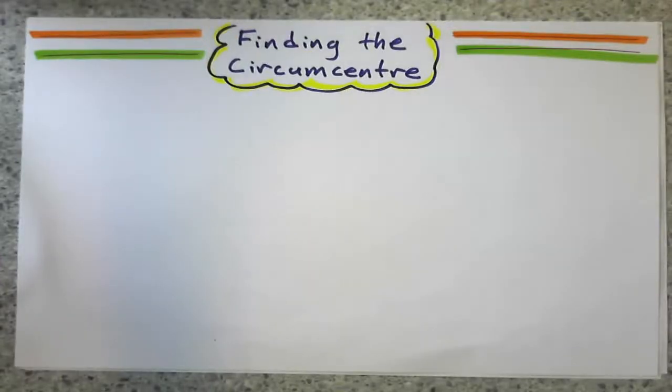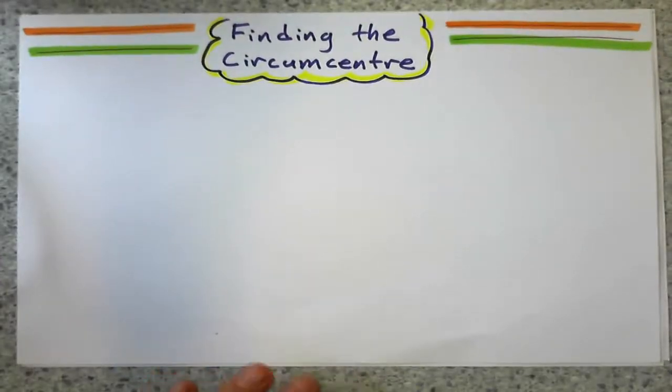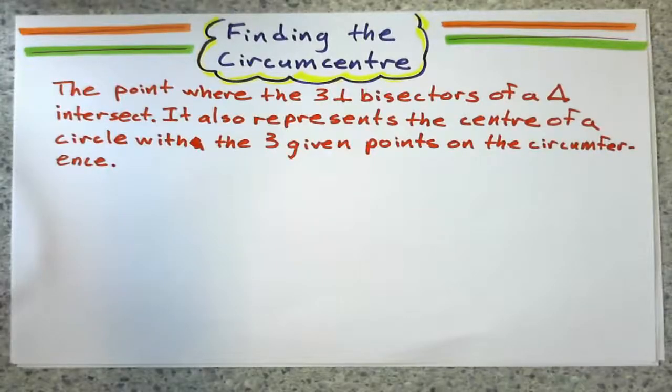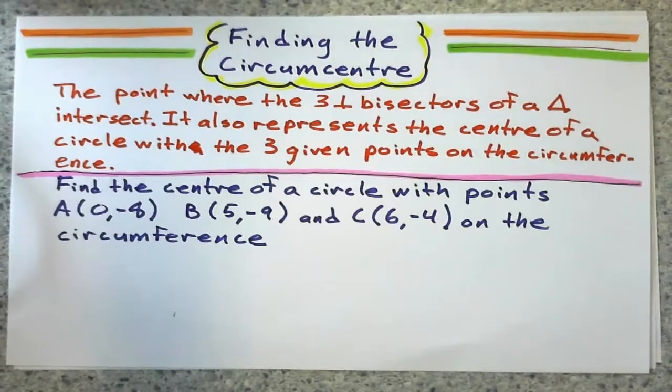I'm finding the circumcenter, and what is the circumcenter? It's the point where the three perpendicular bisectors of a triangle intersect. It also represents the center of a circle with the three given points, or the corners of the triangle, on the circumference. Okay, so let's give 3 points.